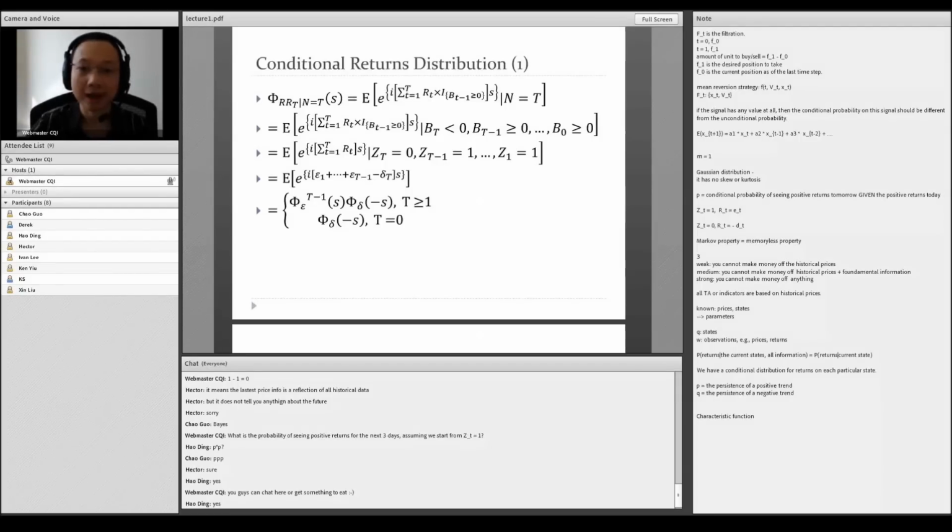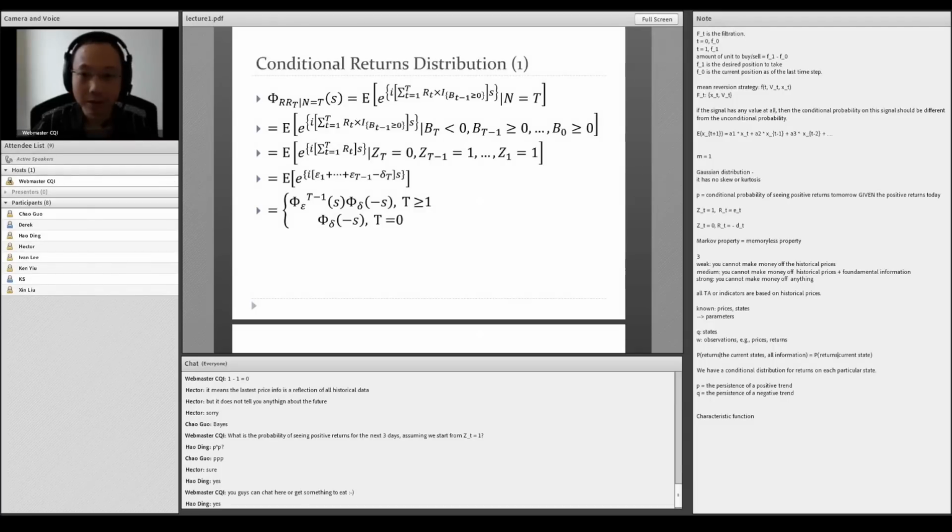So we can do some simplification to this characteristic function. By the way, this is conditional upon n equal to t. Basically, it means that we hold the trade for a period of n. We are going to remove the condition later, but let's do the conditional return distribution first. So when n equal to t, it means that we hold, and then we sell at time t, and then it's same as like up, and then down.